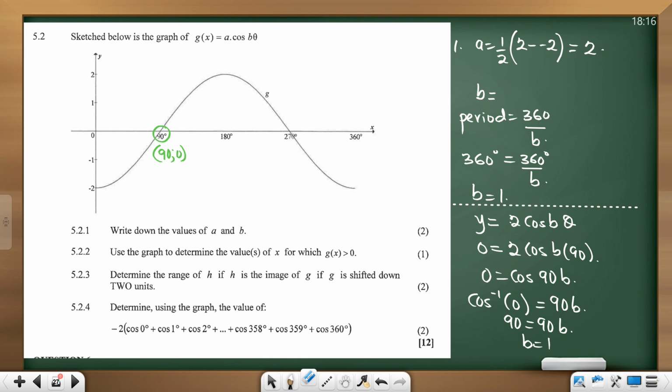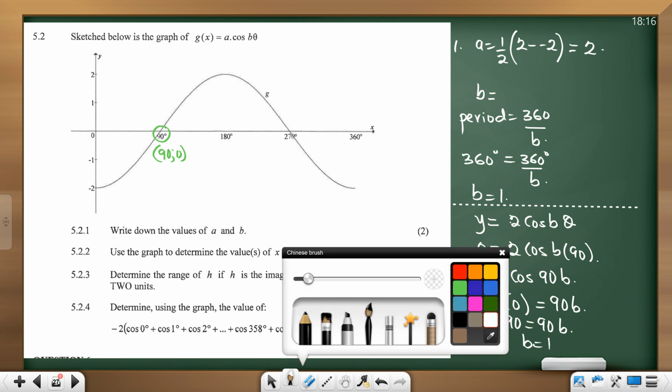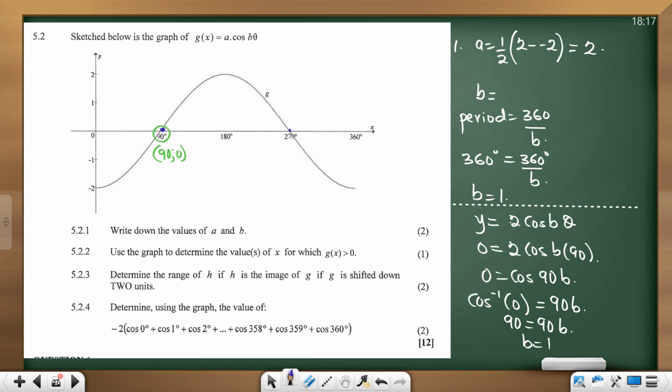Use the graph to determine the values of x for which g of x is what? Y should be greater than 0. The graph should be above the x axis. 90 and 270. So our answer here, x is greater than 90 and less than 270, between 90 and 270.